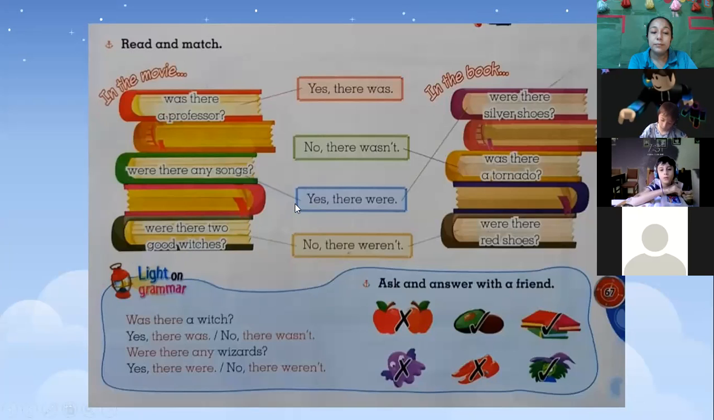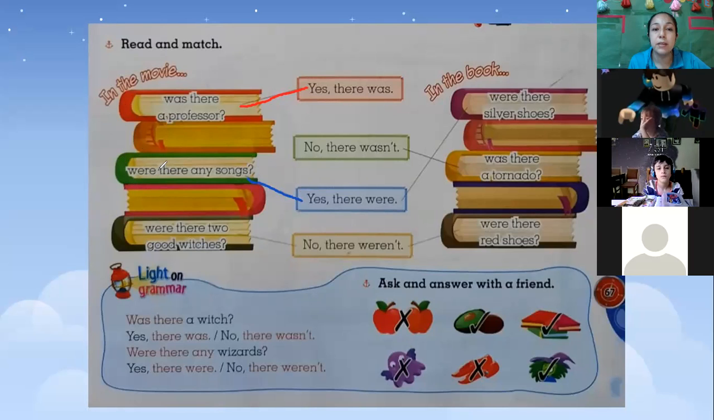Okay, so let's see. Now, this one. The last part, read and match. Okay, so let's see. This part, in the movie, okay. Was there a professor? According to the information that we have. Okay, yes, we say, yes, there was. Let's see. Were there any songs? ¿Habían canciones? Okay, what happened in the movie? In the movie? Yes, there were. Okay, were there any songs? Yes, there were. Okay, listen to this part.